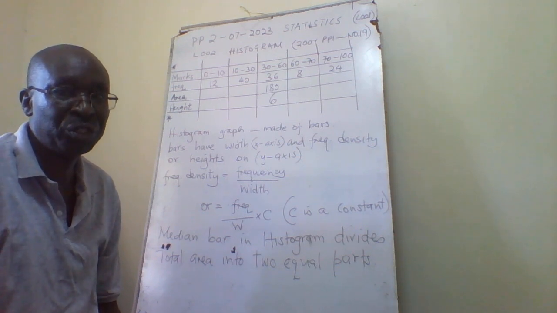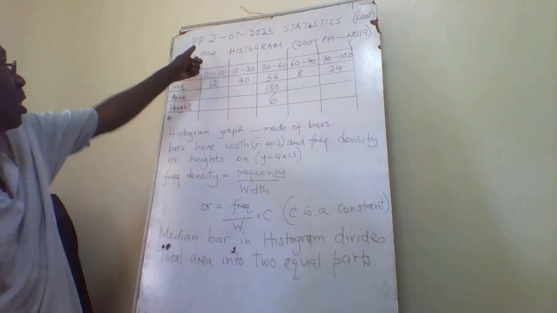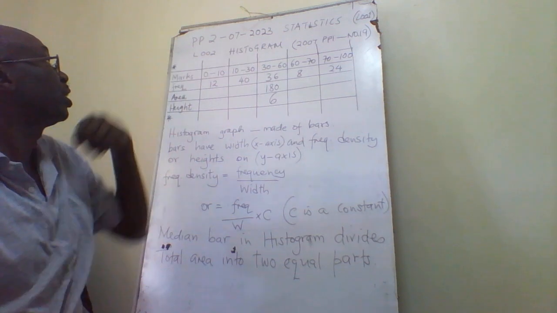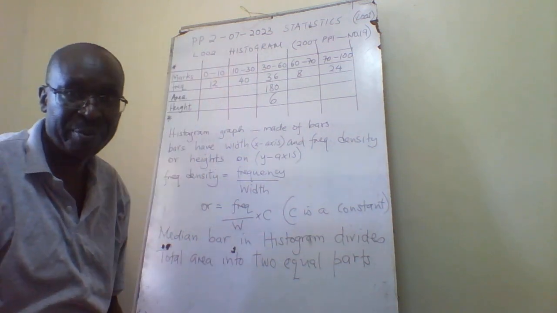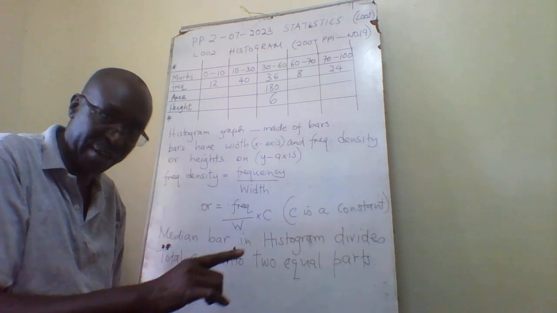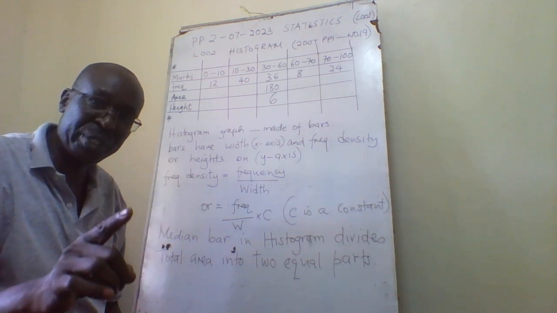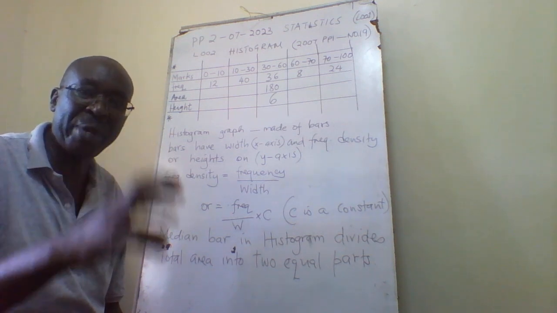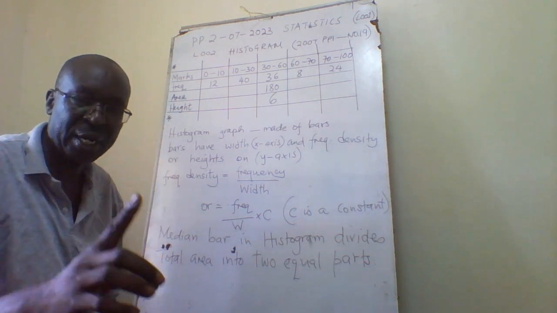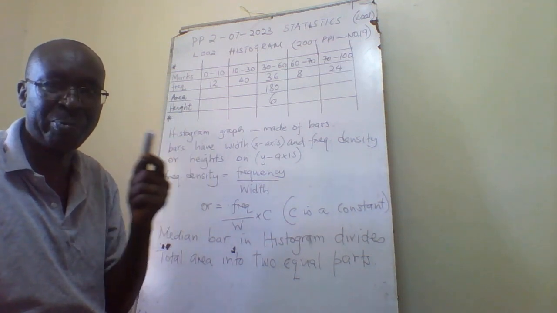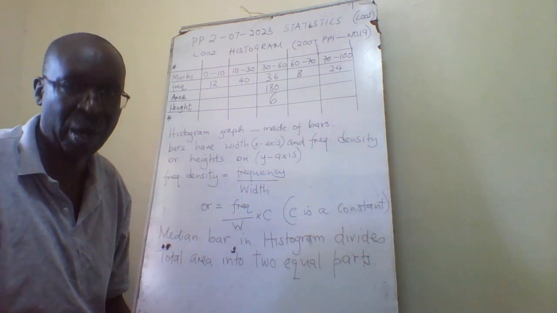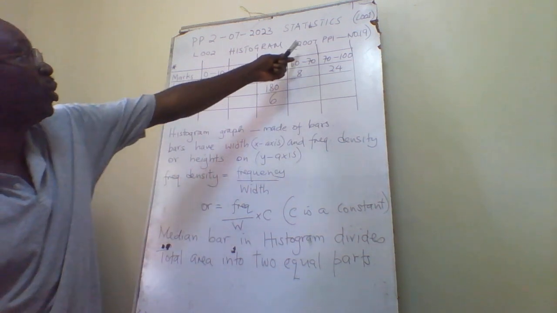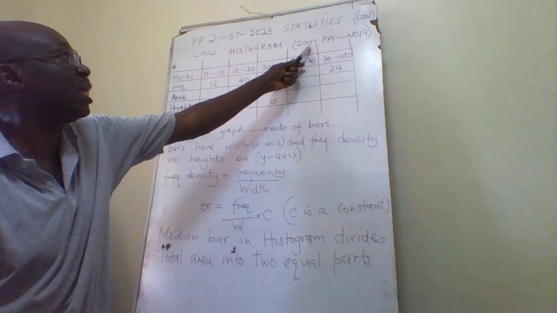This is a continuation of paper 2 of 2023. It was question number 7. I dealt with question number 7, but I promised to give you an extension so that you understand some basics in statistics 1, and particularly I promised you on histogram. So I have picked a question here which is 2007 paper 1.